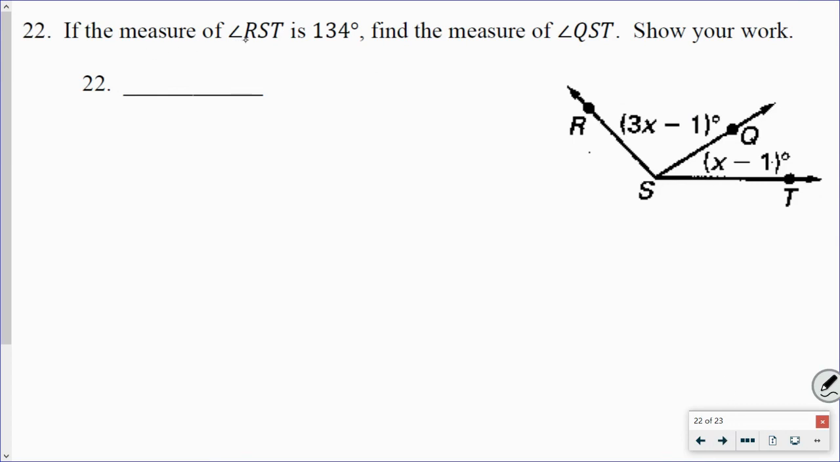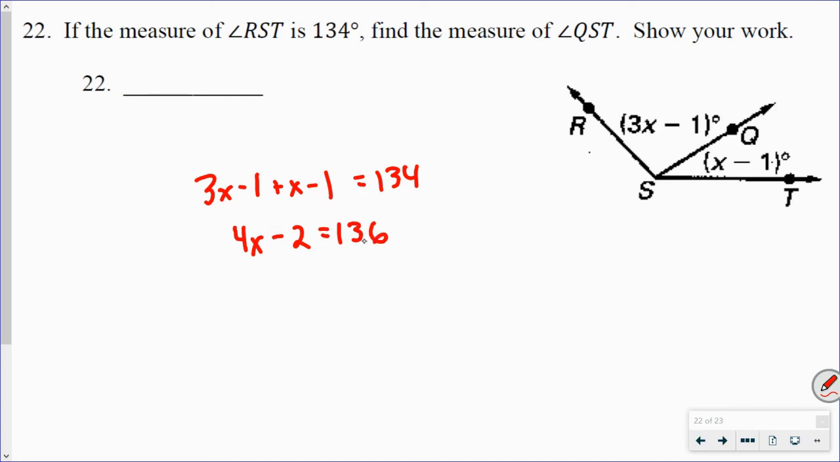Okay, the measure of angle RST, which is the whole thing, is 134. Find the measure of QST, show your work. So we have 2 parts, so we're going to add our 2 parts together. So 3x minus 1 plus x minus 1 equals 134. Then we're going to combine like terms. So 3x plus x is 4x. Negative 1 minus 1 is minus 2. Add 2, you get 4x equals 136. Divide by 4, and you get x to be 34.